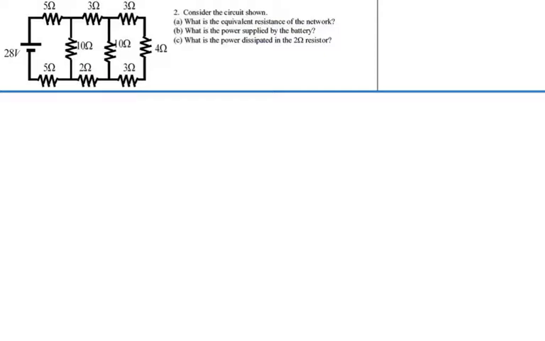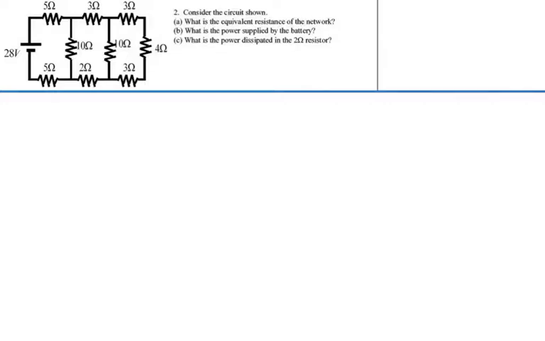Here is problem number 2 in sample test 3. Consider the circuit shown. What is the equivalent resistance of the network? For looking at the resistance of the network, we want to look for parallel and series combinations first, and we probably want to work our way in toward the battery.